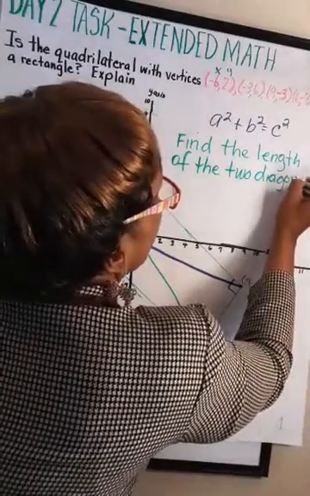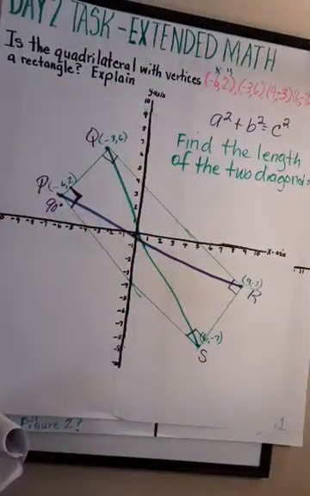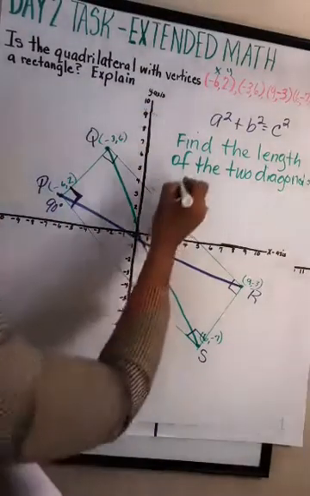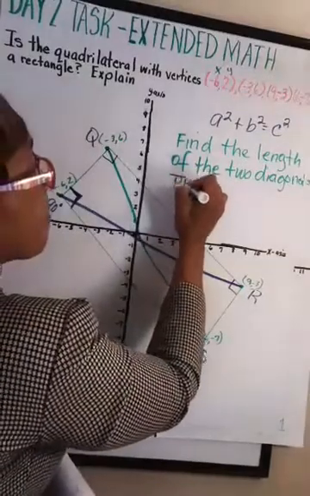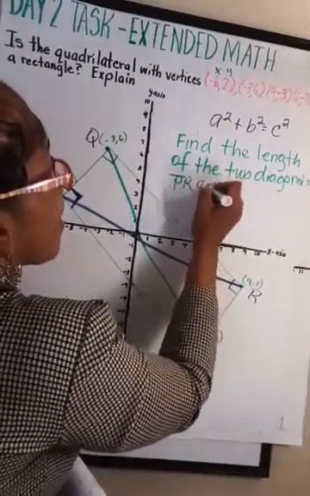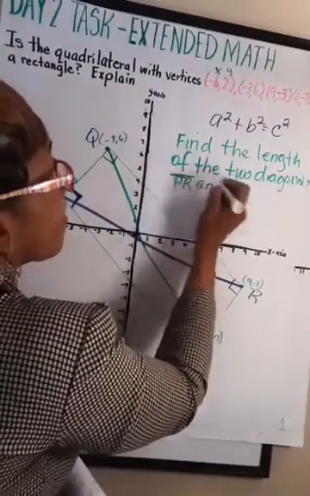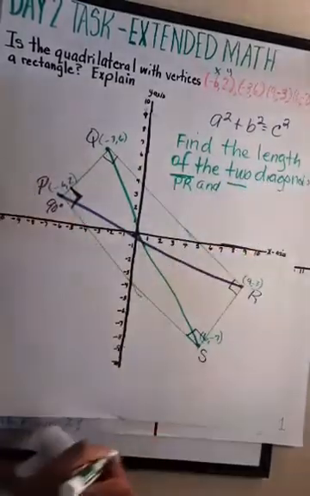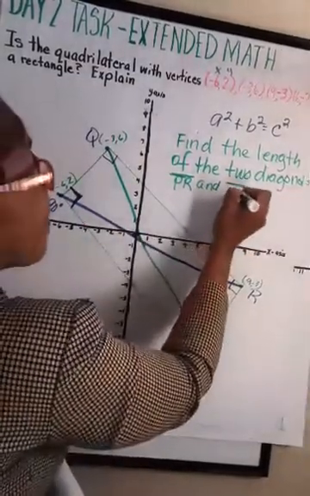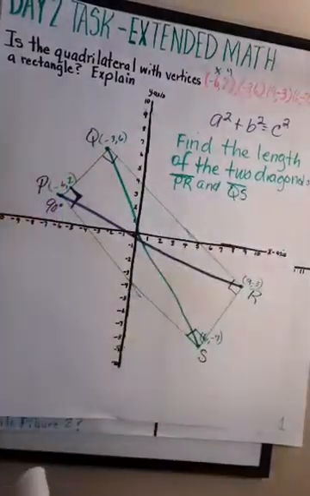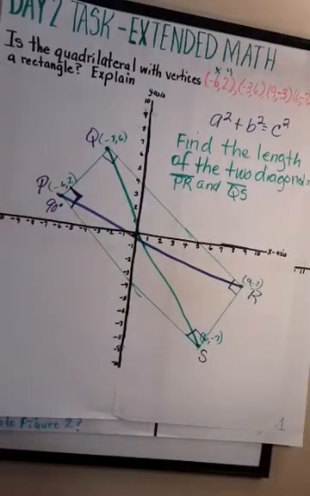Right off the paper. Find the length of the two diagonals, line PR and line QS. How do you think we might go about doing that? Now, they ask you to use the Pythagorean theorem. So, what do you think you might do?